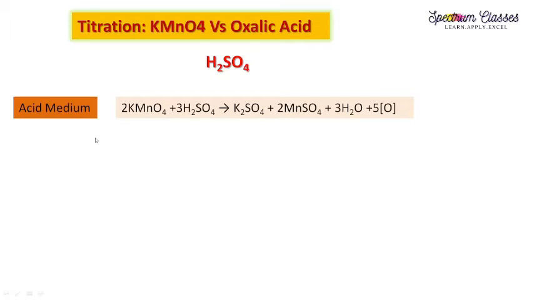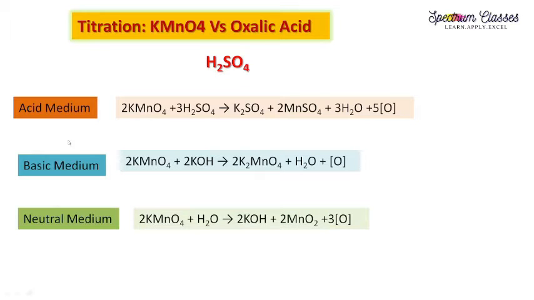Because KMnO4 reacts differently in different media. In the acidic medium, KMnO4 on reaction with H2SO4 produces MnSO4. The oxidation state of Mn in KMnO4 is +7 and here it is +2. I will discuss that in the next video. Whereas in the basic medium, on reaction with KOH, potassium hydroxide, it forms K2MnO4, and in the neutral medium, it forms MnO2.